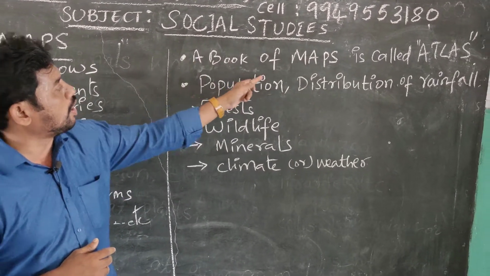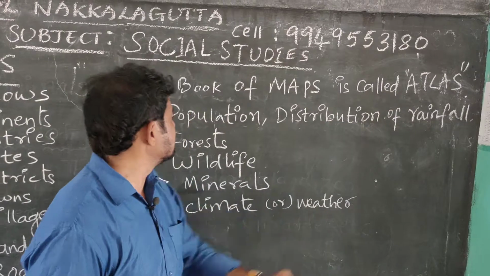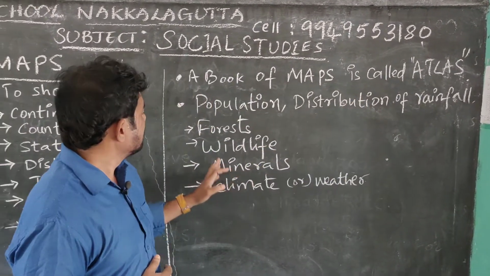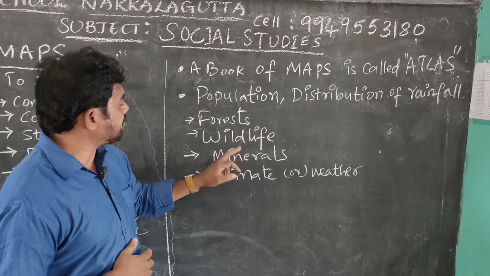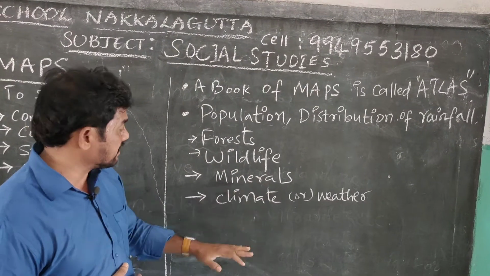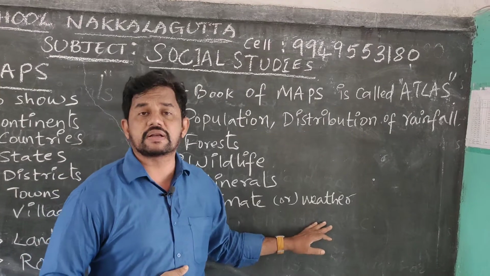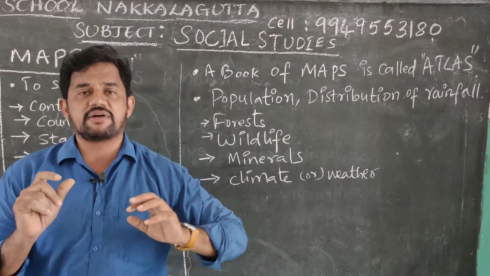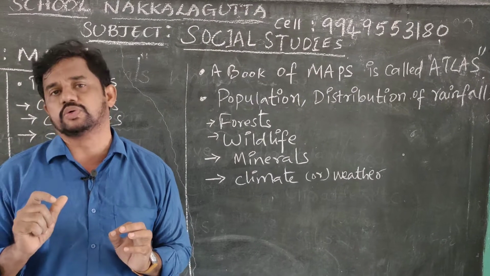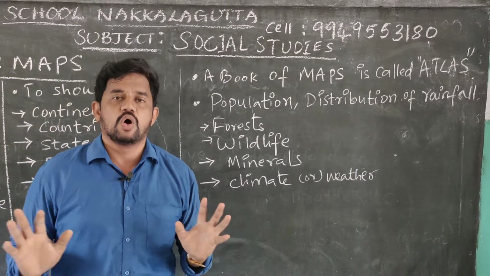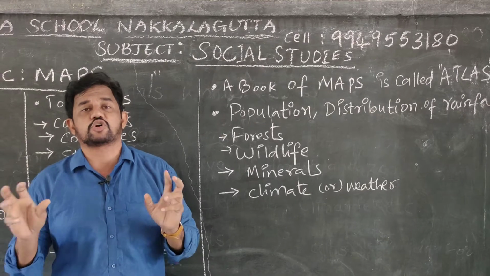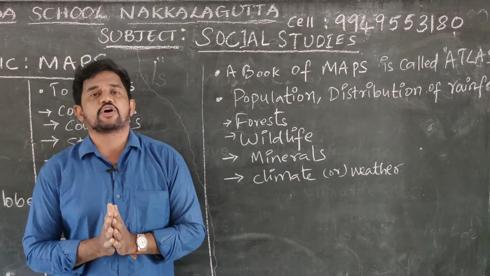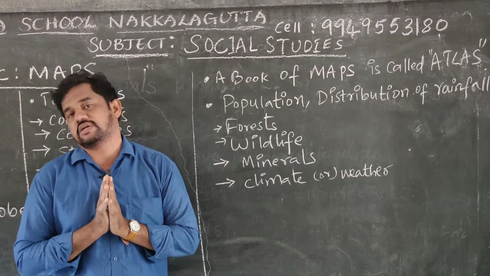Yes, the book of maps is called an atlas, where population, distribution of rainfall, the forests, different wildlife, what minerals we are having, the climate and the weather, everything is clearly shown. So you will have a very clear picture when you bring the book to you. Then you can have knowledge of all the different types of physical, geographical and historical events that happened, and the idea of it will be very clearly known to you, children.